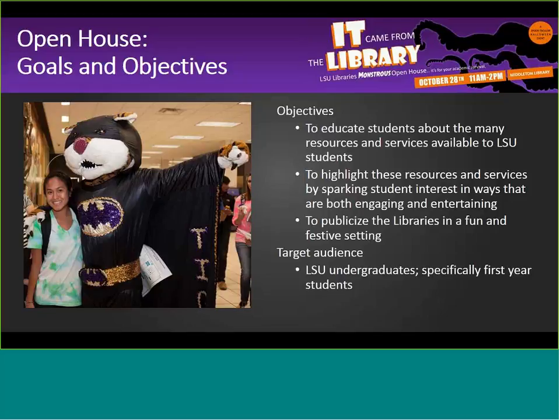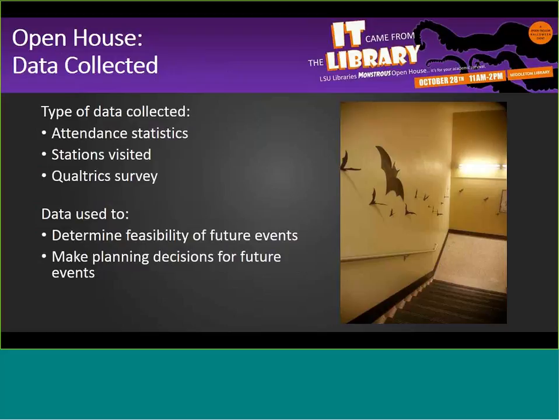This is Rebecca again. So we're going to talk now about some of the data that we started collecting after our spring event and how we use this data to help us plan future events. So the types of data that we collected: attendance statistics. This is where students were coming into the library and we had a card tracker and we were able to swipe their student ID and get a list of all those students' emails. And so then we were able to send out a Qualtrics survey after the event.